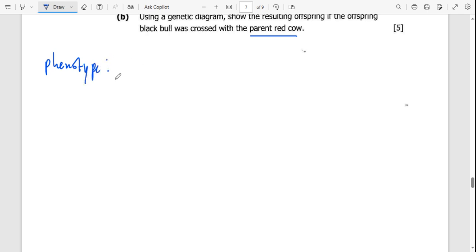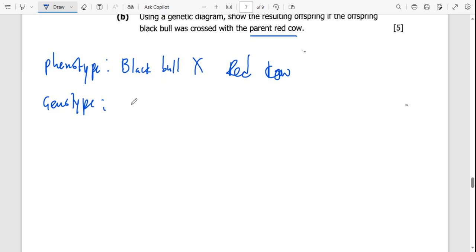So one offspring that we are using is black. That one is a black bull, and we are crossing with a red cow. Why are we not saying red bull? Because it's female. And then genotype, we have said that for the black bull it is capital B, small b. And then for the red cow it's small b, small b.